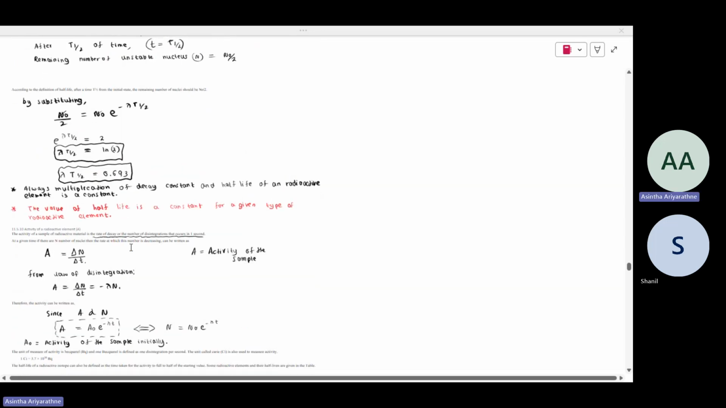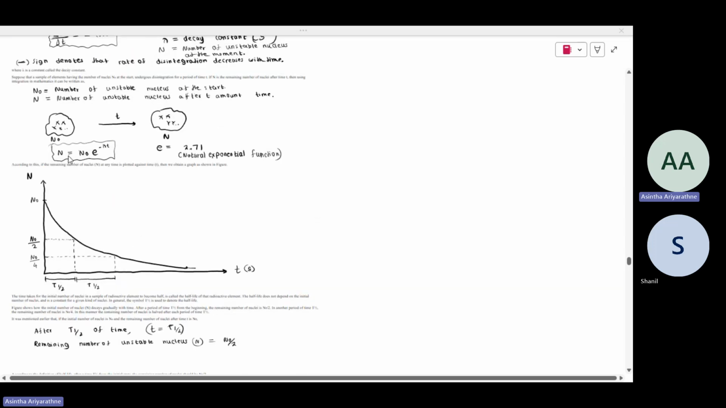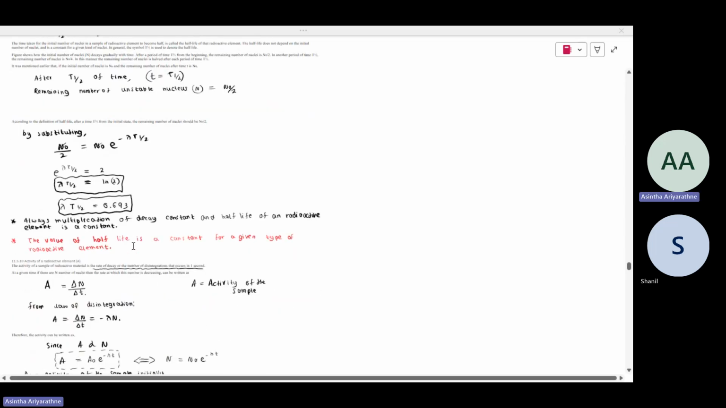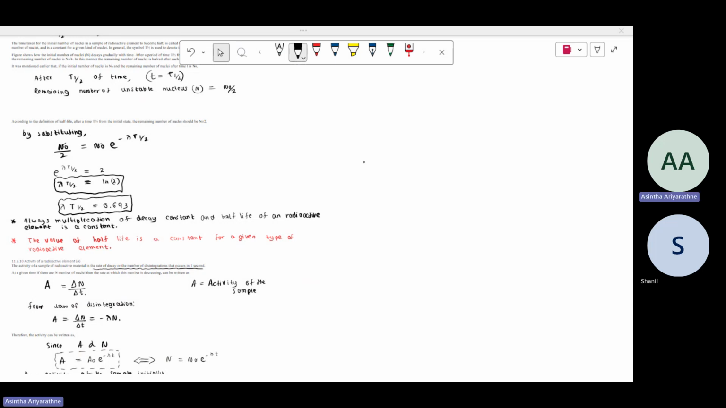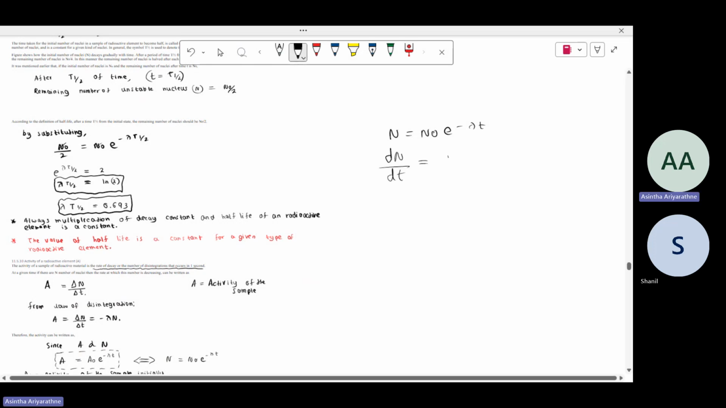So by differentiating this expression, n is equal to n naught e to the minus lambda t, you will obtain, differentiating with respect to t, dn over dt is equal to n naught times minus lambda, e to the power minus lambda t.